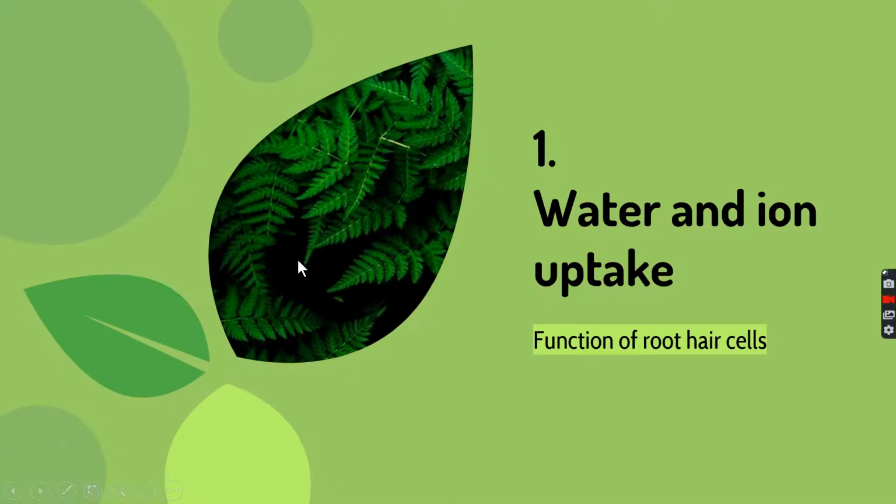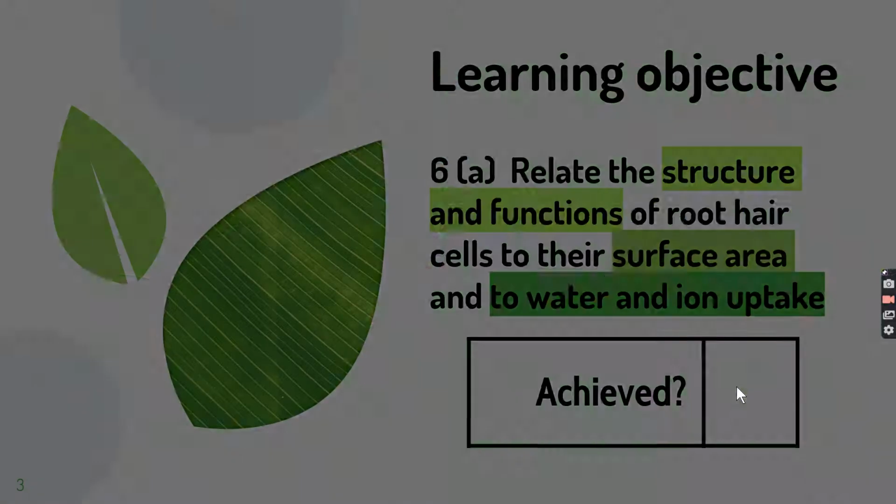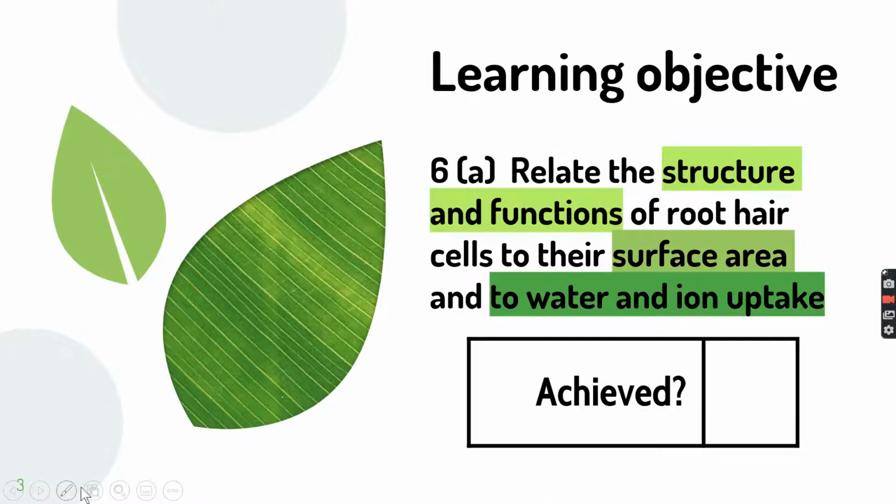Today our topic is topic 6, transport in flowering plants. We are going to cover water and ion uptake and the main function of root hair cells. Our learning objective today is to relate the structure and functions of the root hair cell to the surface area and to water and ion uptake.